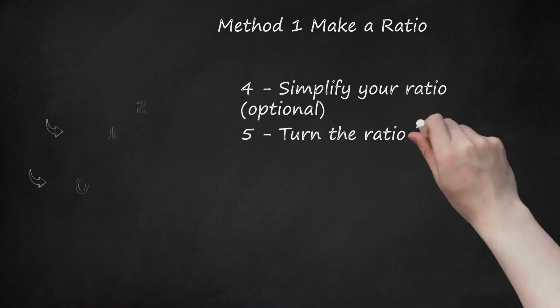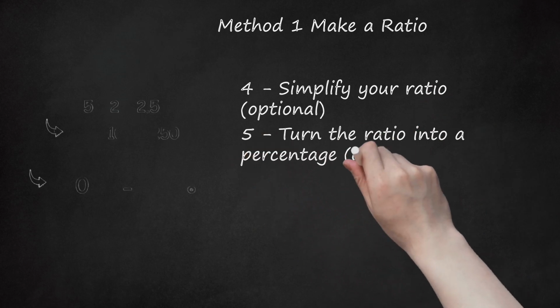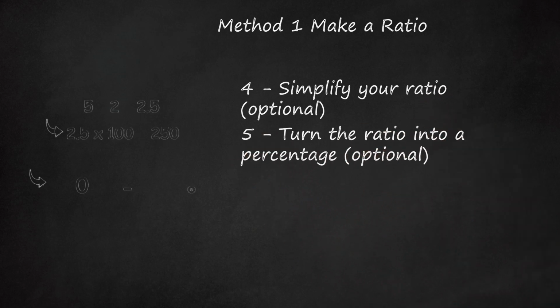5. Turn the ratio into a percentage, optional. If you'd like to turn the ratio into a percentage, you just have to complete the following steps. Divide the first number by the second number. 5 divided by 2 equals 2.5. Multiply the result by 100. 2.5 times 100 is equal to 250.